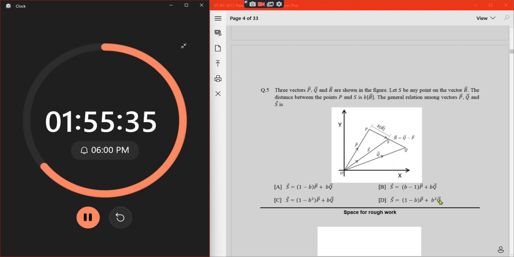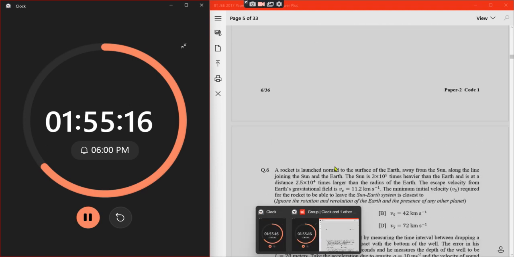PQ vector and then what was it? Okay, so S vector is just what? It's just P vector times p minus 1. Oh no, 1 minus p plus p times Q vector. Okay, which is A. This was quite easy. Why so? I don't want it to be that easy.